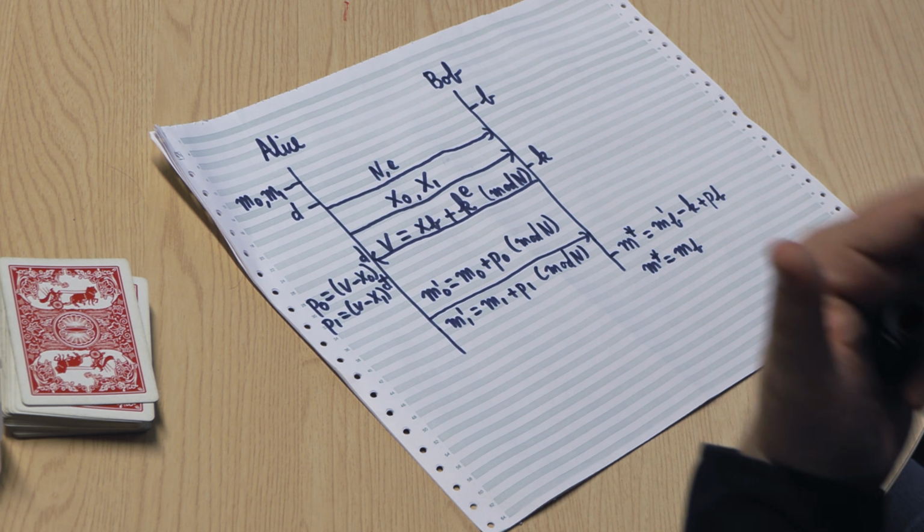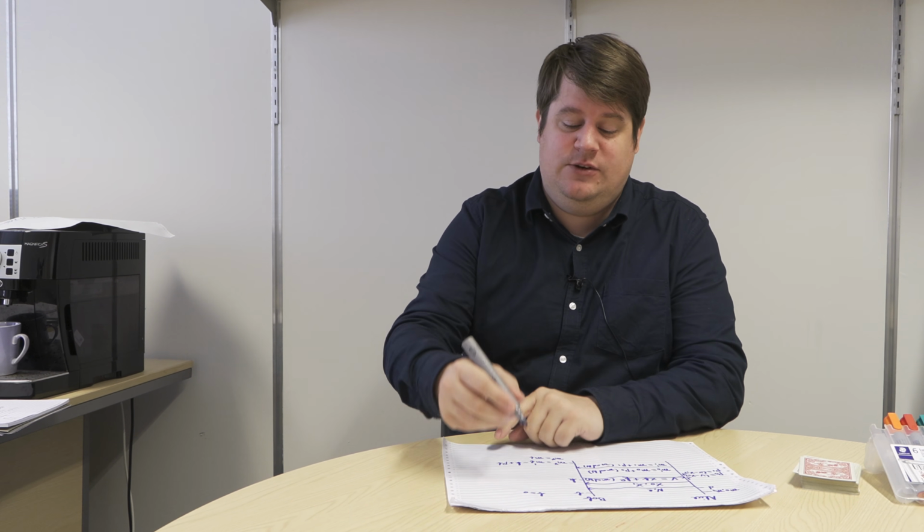So to illustrate this protocol, let's go with the bit that you selected, right? You selected the bottom card, which was bit 1.